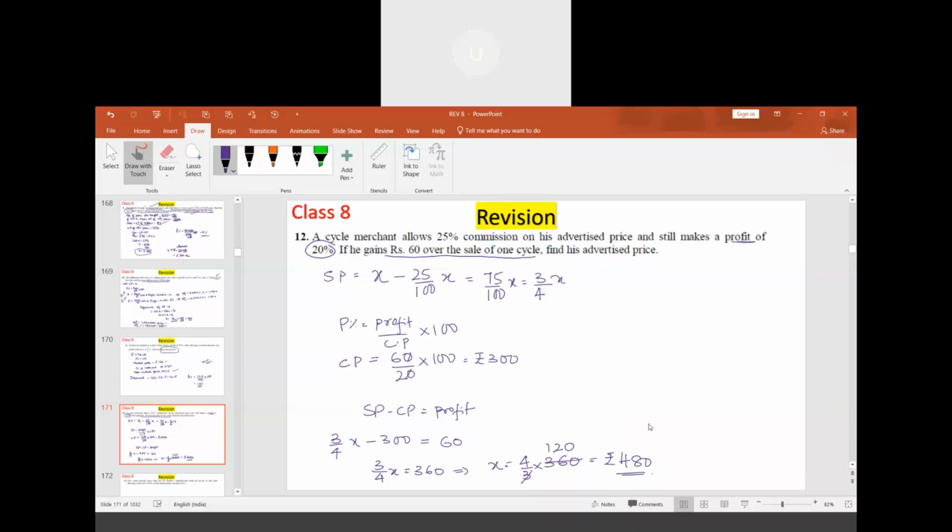This is the value of X. Therefore, how much is he paying for advertisement? 25 divided by 100 times 480. This will be 4 times 120, sir. Rupees 120 is paid for advertisement.